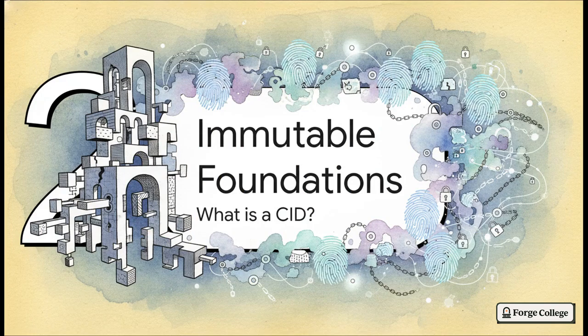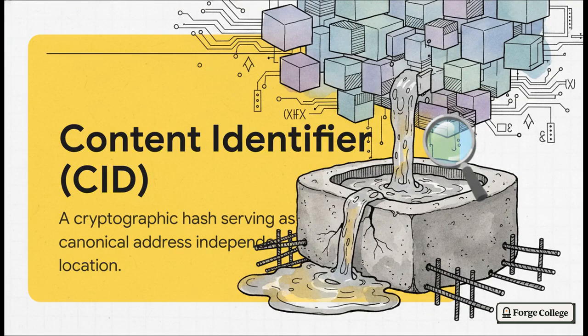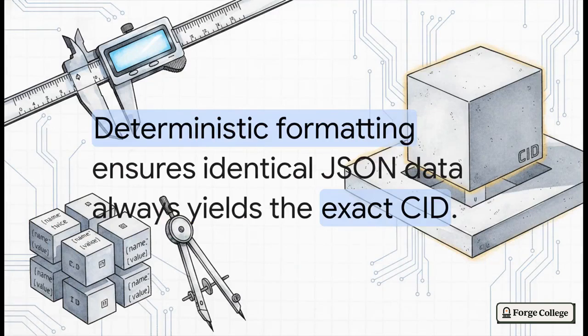Moving right along to Section 2, immutable foundations. And what exactly is a CID? So what exactly is that magical fingerprint we just talked about? Well, a content identifier, or CID, is a cryptographic hash of your metadata. It basically serves as its permanent canonical address, totally independent of where it's actually stored. Think of this CID as the unchangeable concrete foundation of our entire NFT architecture. Once that concrete is poured, you cannot alter its shape. The data literally is the address.